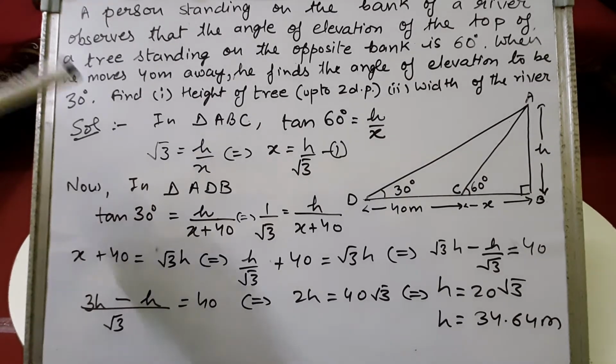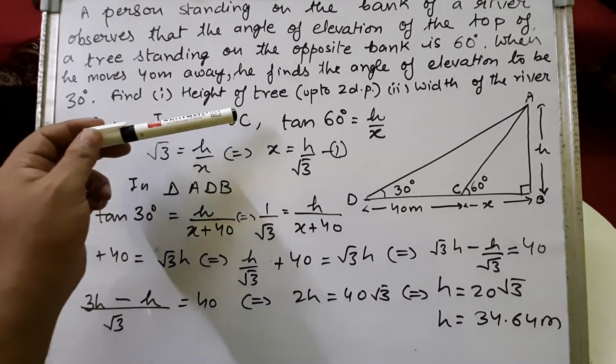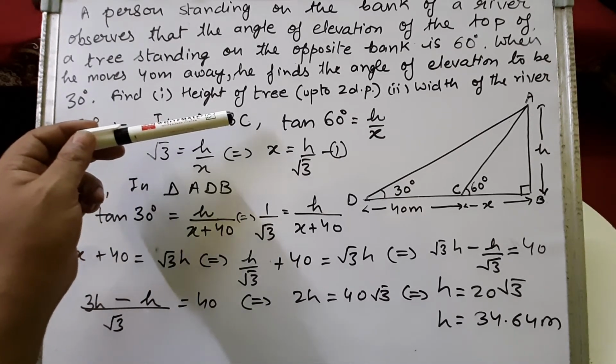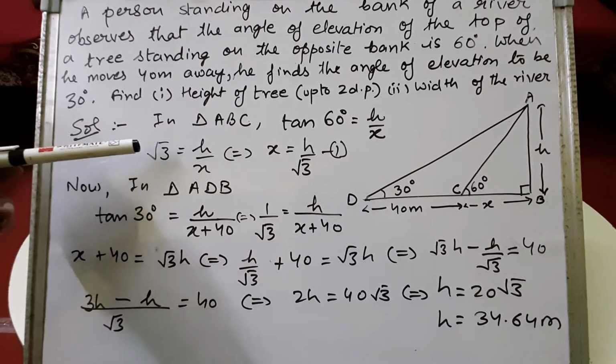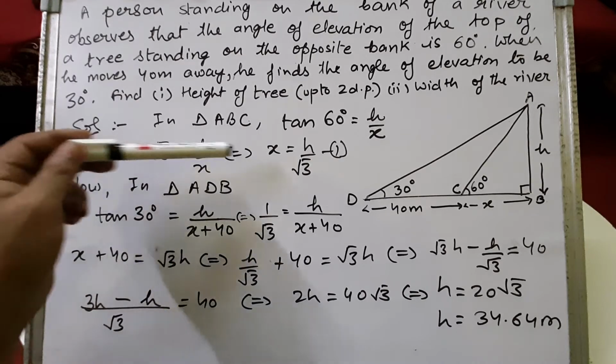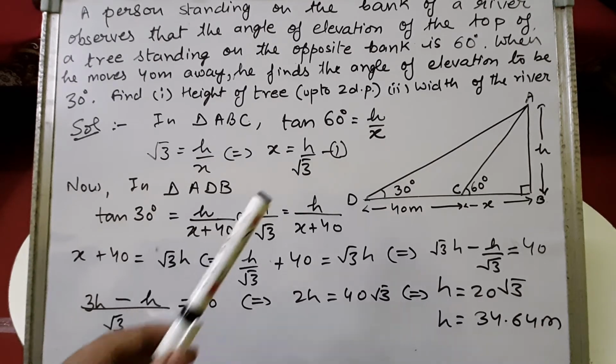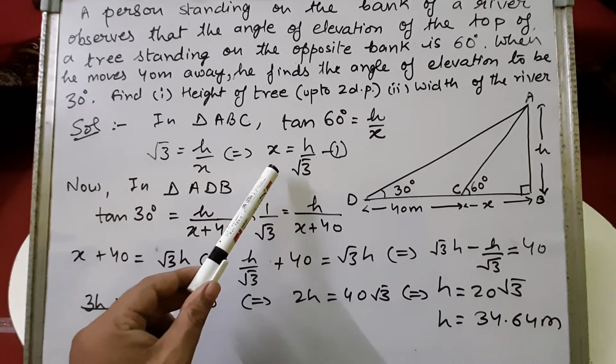In triangle ABC, tan 60 degrees will be h upon x, perpendicular upon base. Tan 60 has value root 3. So on cross multiplying, the value of x will be h upon root 3. This is the first condition: x equals h upon root 3.